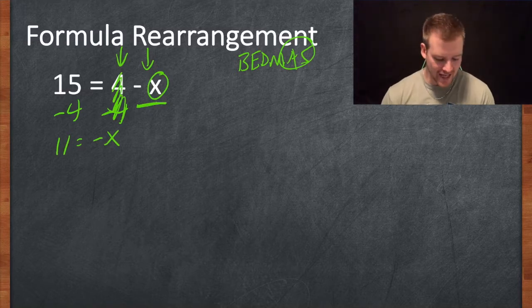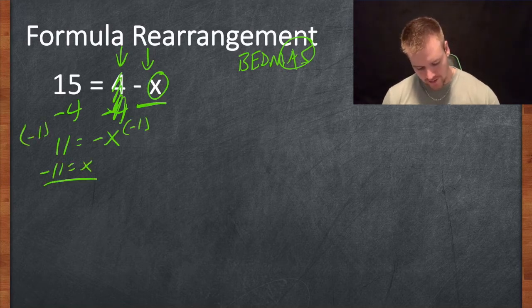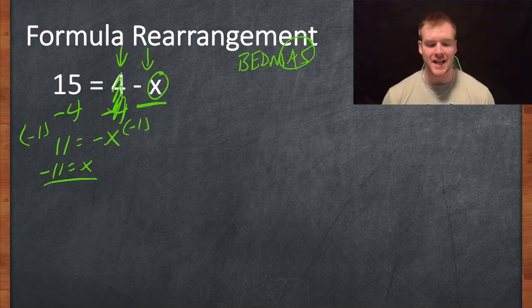Now I have a negative x. I don't really like ending up like that, so we're just going to flip the negative over to the other side by multiplying by negative 1 on each side. We get negative 11 is equal to x as our answer. Now, if you don't like having a negative x at the end, there is another way to do it, which I'll show in red here.